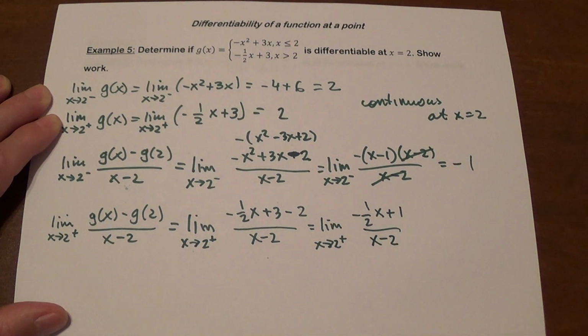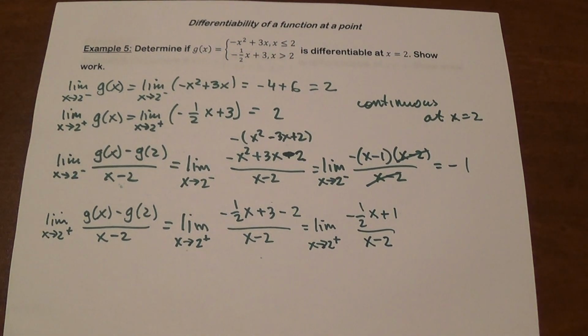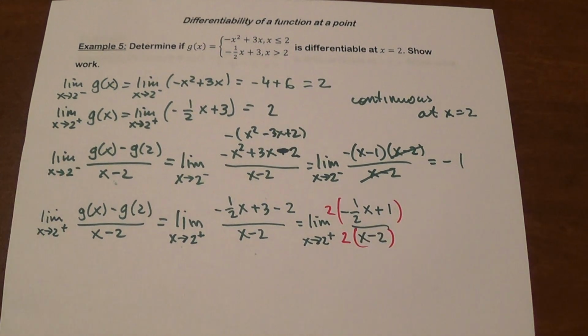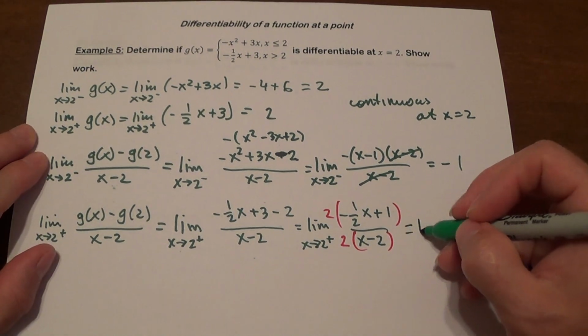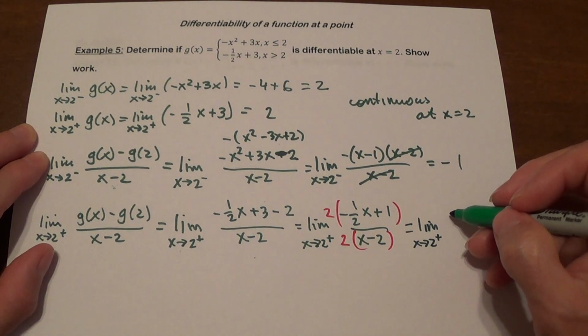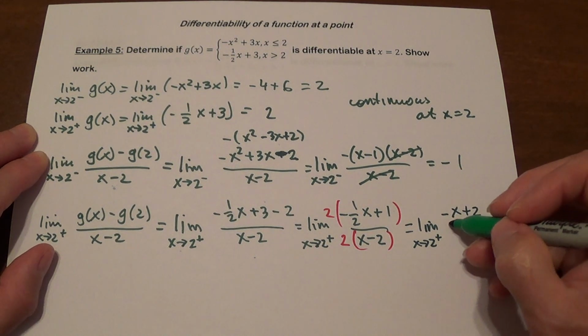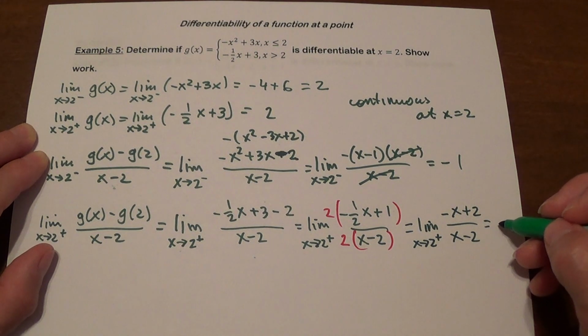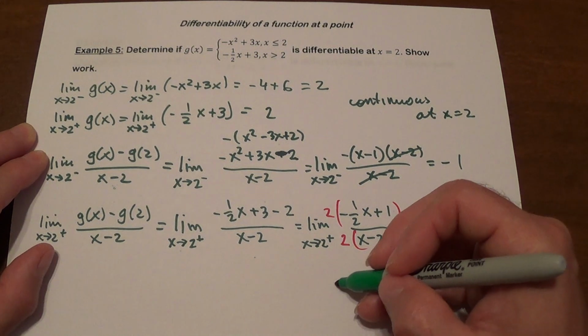So what we're going to do is multiply the top and the bottom by 2. It's one of the possible ways to get rid of that fraction. It's just some simple arithmetic work. Okay, so what are we getting here? The limit as x approaches 2 from the right. The numerator is going to give us negative x plus 2 divided by x minus 2. And these are opposites of each other, and the answer here is going to be negative 1 as well. So it is differentiable.